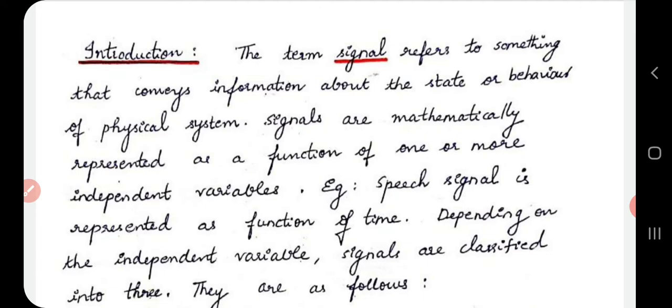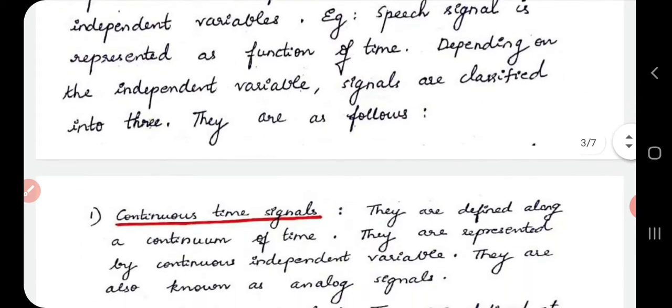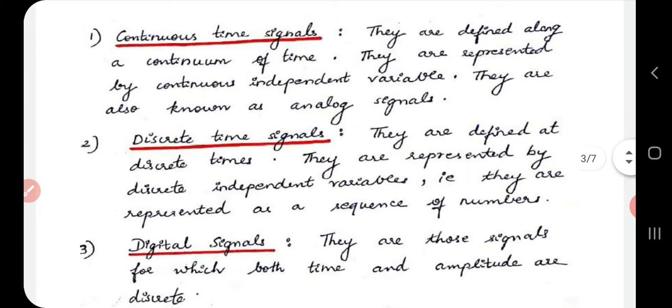Now, depending upon the independent variables used, signals are classified into three: continuous time signal, discrete time signal, and digital signal. Continuous time signals are defined at continuous times. They are represented by continuous independent variables. They are also named as analog signal. Now, a discrete time signal is just the opposite of continuous time signal. That is, they are defined at discrete times. They are represented by discrete independent variables.